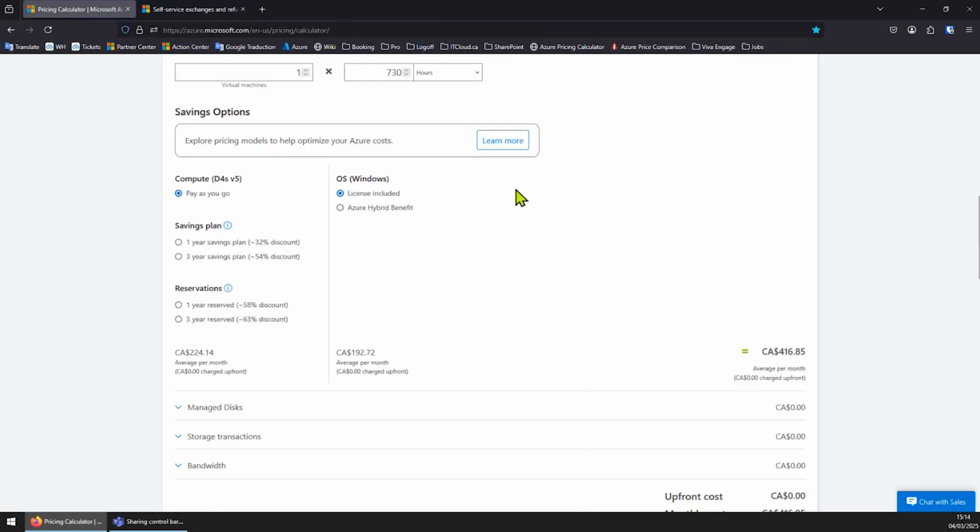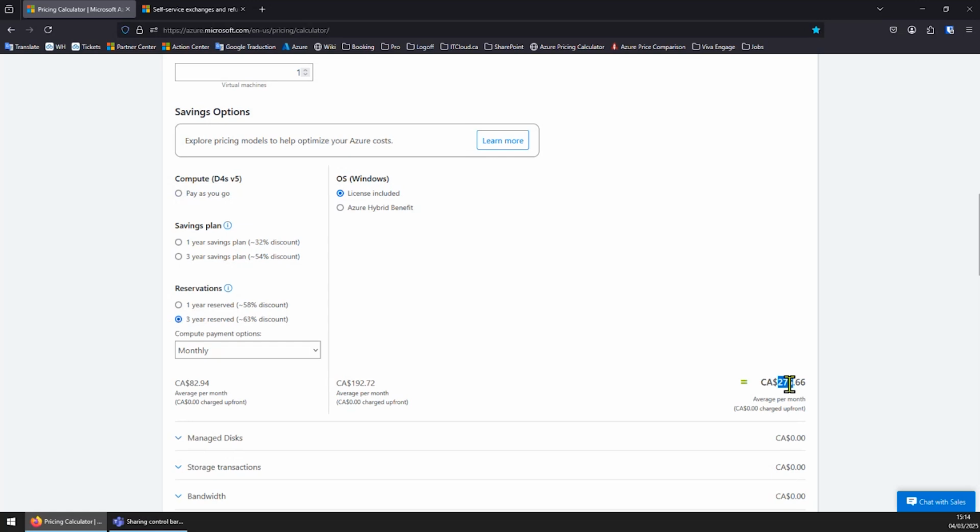Go back into the Azure price calculator. Take a look at the price here. If I move from pay as you go to a 3 year reservation, boom. Oh, this is a good discussion right now.